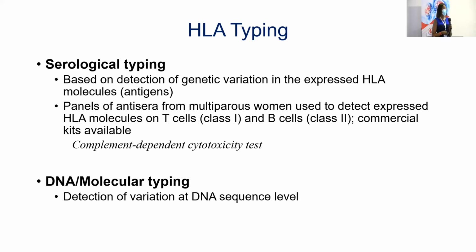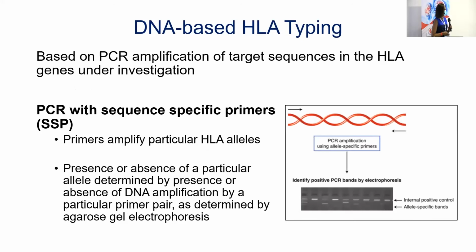Now they have come up with molecular typing methods, which basically look at the variation at the level of the DNA sequences. There are three major types of molecular typing methods. There are two that are based on PCR, and then the third type is based on sequencing. The first PCR-based method is where they use primers that target specific HLA DNA sequences. So they're already known primers. Remember, we know the human genome and we know the nucleotide sequences in the human genome. So that is where that information came from.